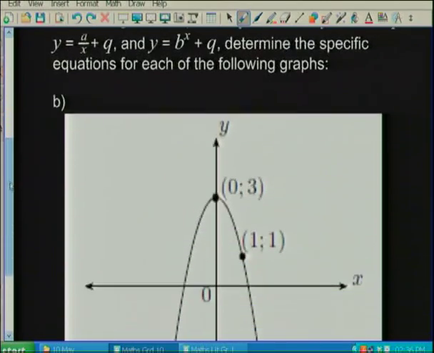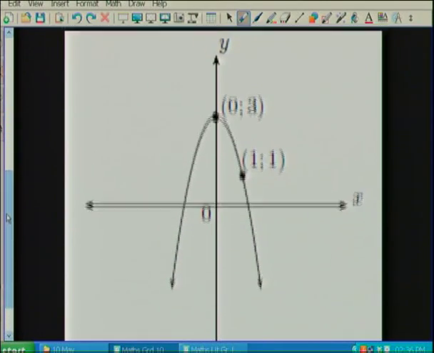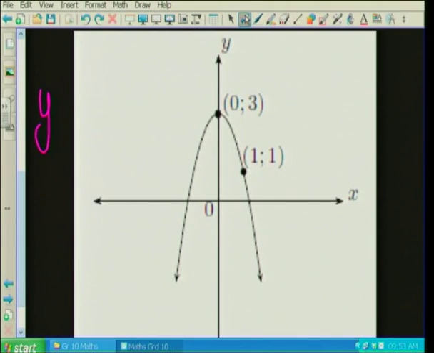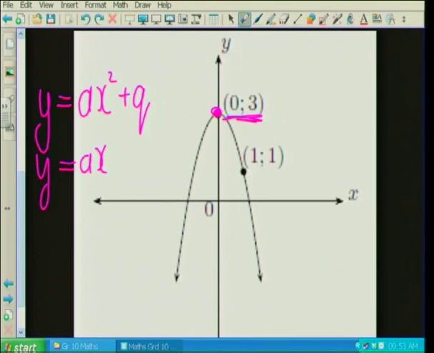Again, we are asked to give the general equation, and this is what we have over here. And this is clearly a parabola, so I'm going to write down the general equation for the parabola. y is equal to ax squared plus q. Now, guys, remember, q indicates to us how much the graph has been shifted upwards and downwards, and clearly this graph's turning point is at 3, so therefore q is equal to 3. So I'm going to say y is equal to ax squared plus 3. That much I know so far.